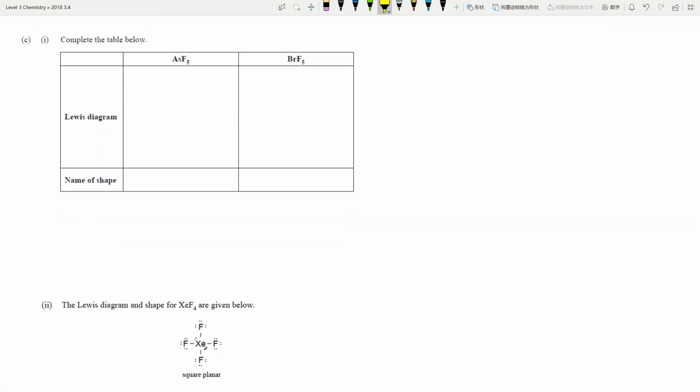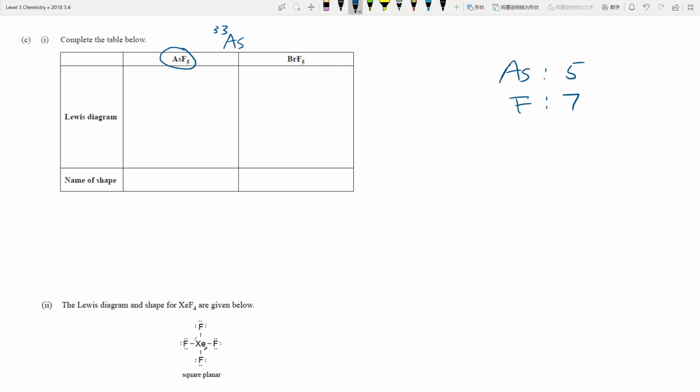Lewis diagrams. This is more of my preferred stuff to teach, because I just enjoy doing Lewis diagrams a little bit more. So first things first, find these elements on the periodic table. If you look for As, it has atomic number 33. As has 5 valence electrons, it's in group 15. Fluorine has 7 valence electrons, it's in group 17.